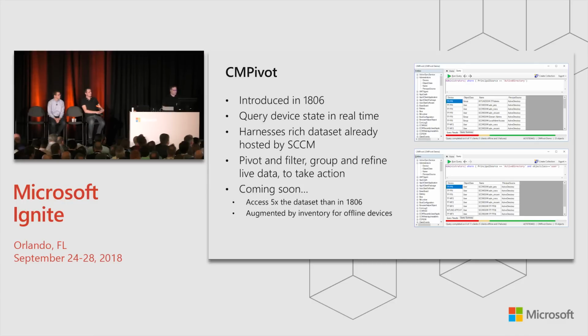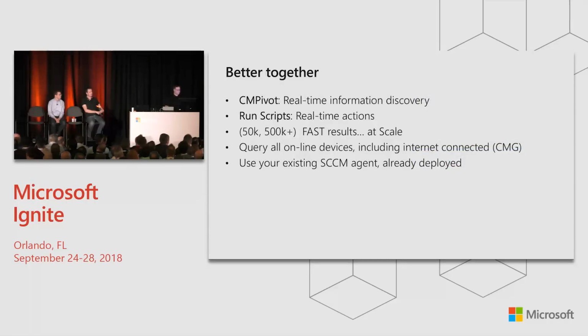So I'll give you a demo of some of the new features that are coming in CM Pivot in 1810 in our fall release, that are available right now in our 1809 tech preview that you can try out. For example, we've added over 100 new queryable entities that you can query in real time. And we've also used historic inventory information that we've augmented to the live data that comes in. So if you do have devices that are offline, you can see those together.